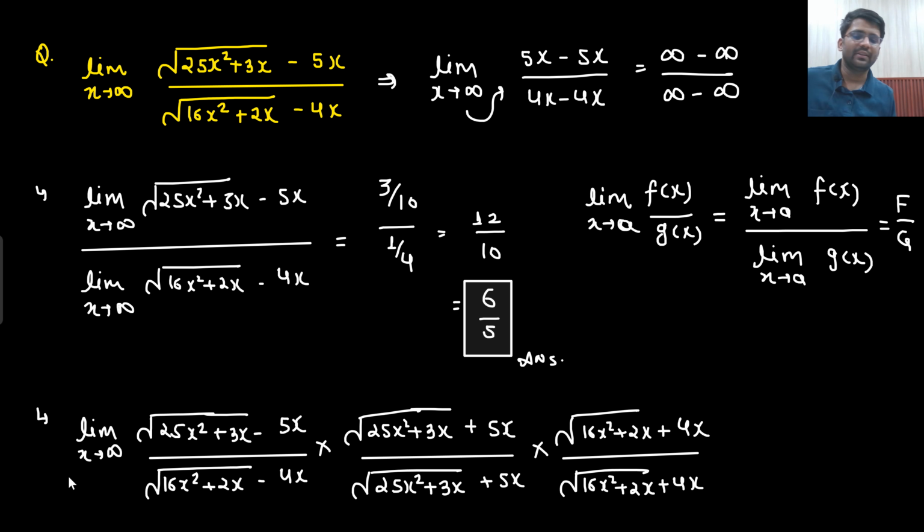Then the expression would look big. Then simply you can put the limit and you will get the answer. The answer will come out to be 6 by 5 only. You can do it on your own.